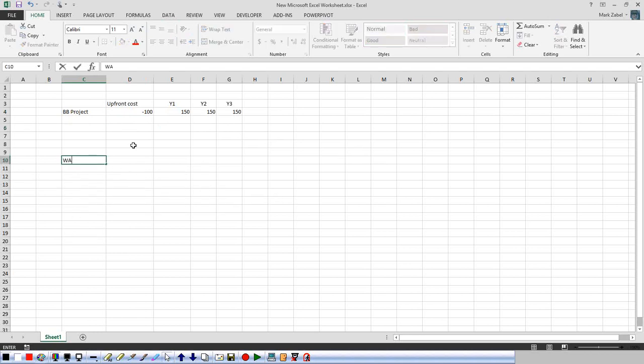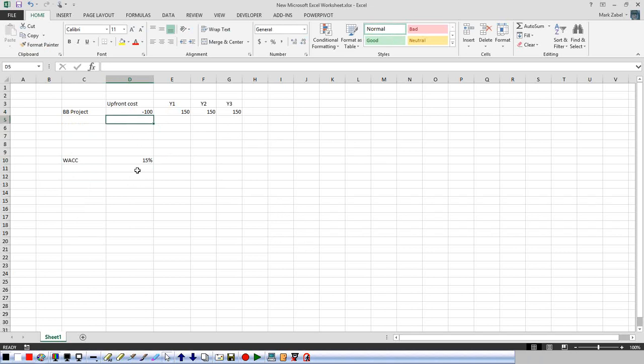Okay, so I'll call this the WACC, or the weighted average cost of capital. And let's say that it is 15%. Now, this is something you definitely should talk to your finance department about, and it takes into account all sorts of different things. There's a definite calculation, but typically I like to use something that is fairly conservative as a starting point. And by conservative, I mean I'm not trying to overestimate the value of the project.